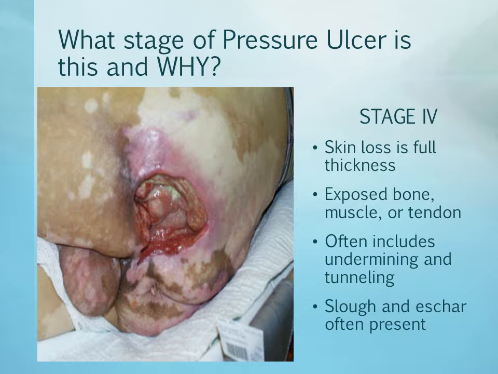Eschar can be black, gray, or brown, is non-viable, and is denatured collagen. Undermining is the separation of skin layers at the wound margins from underlying granulation tissue. And then remember, unstageable is the process of full thickness skin loss, and the base is completely covered with slough or eschar, obscuring the true depth of the wound.